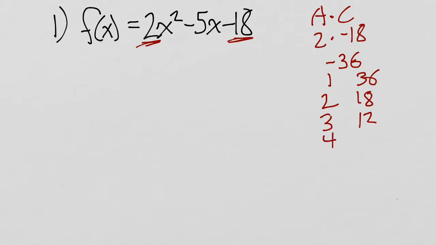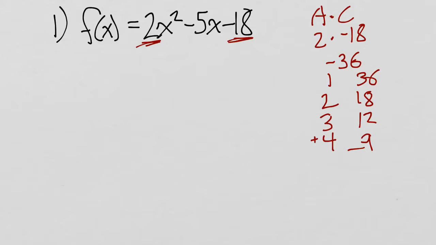What about 4 and 9? Yes, plus or minus 4, plus or minus 9. Okay, so that will work, because the difference of 9 and 4 is 5. So I'll be able to get this negative 5 here. Okay, so what I'm going to do is say that my 4 is going to be positive and my 9 is going to be negative.